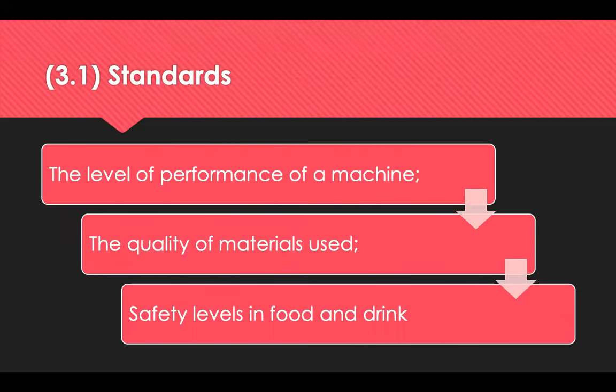Now, the International Organization for Standardization provides a wide range of standards, so the ISOs. Standards are measures that show the expectations set out in a specification that have to be met. They include, for example, the level of performance of a machine, the quality of the materials used, or safety levels in food and drink.